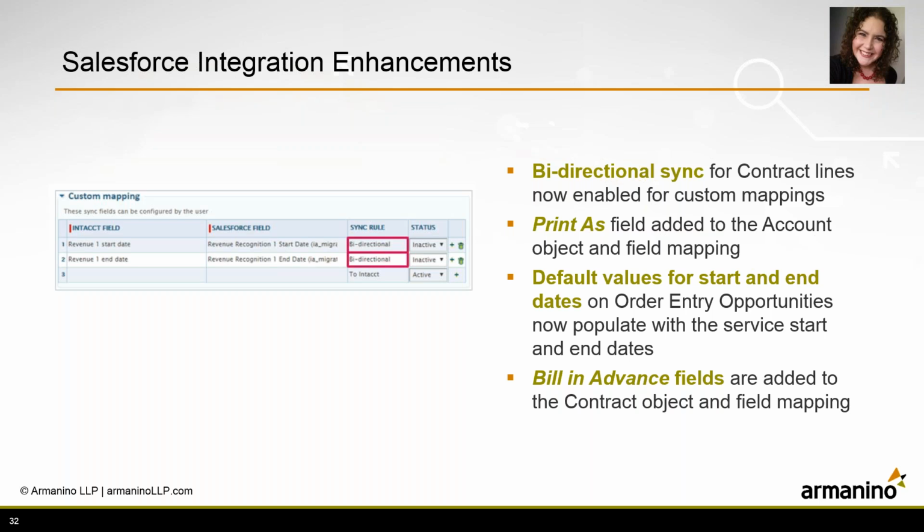Another welcome enhancement is the default values for start and end date previously did not auto-populate. You had to re-enter that information. So now on the order entry opportunities, they will populate with the service start and end date. So you can still go in and manually override them, but for the most part, they're always going to be the same. So it'll save you some keystrokes when you're entering in those opportunities there.